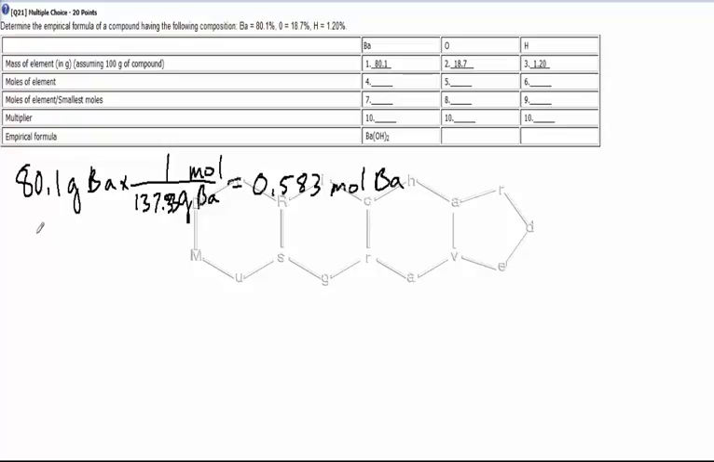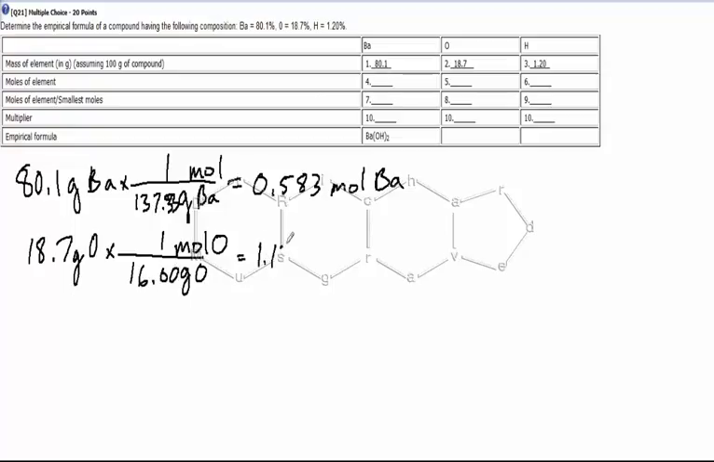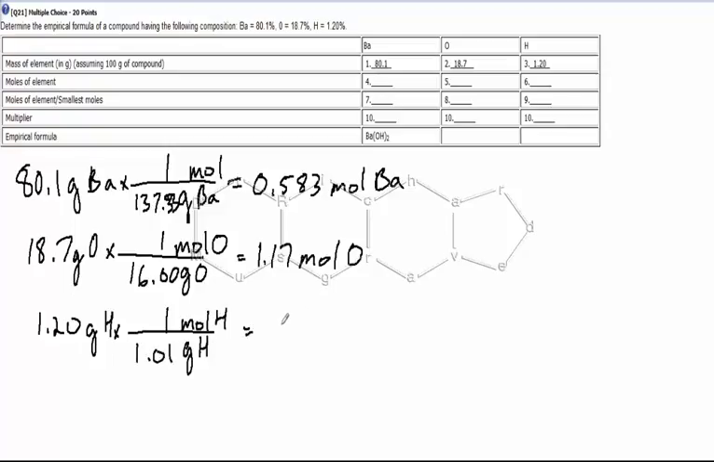We do the same thing for oxygen. Grams of oxygen go on the bottom, moles of oxygen go on top. 1 mole of O, 16.00 grams of O. That's going to be 1.17 moles of oxygen. Do the same thing for hydrogen. One mole of hydrogen, 1.01 grams of hydrogen, and that's going to be 1.19 moles of hydrogen.